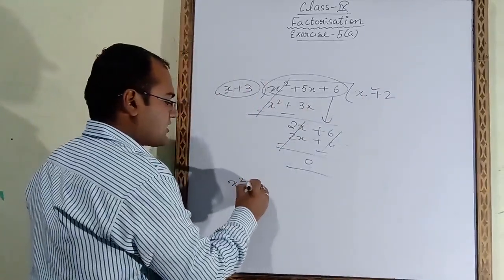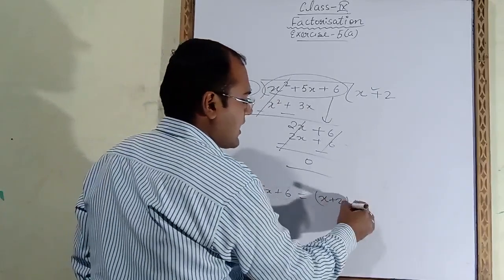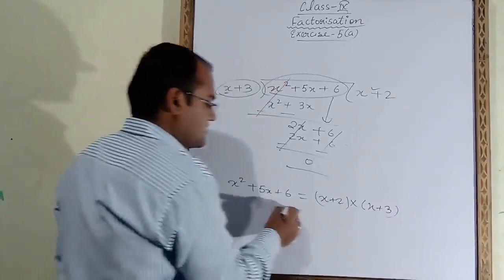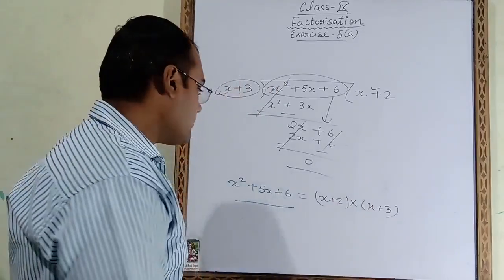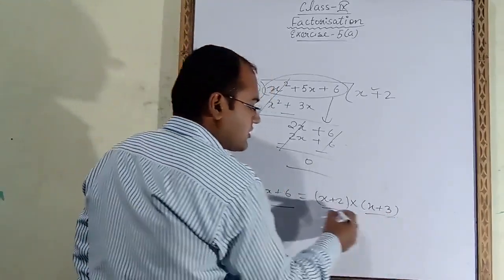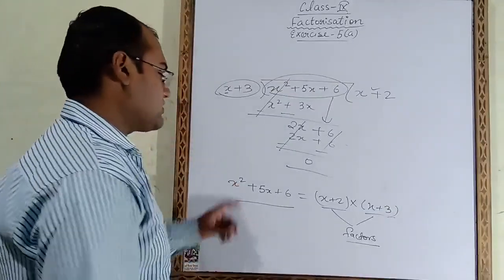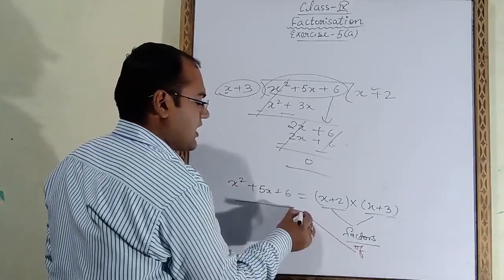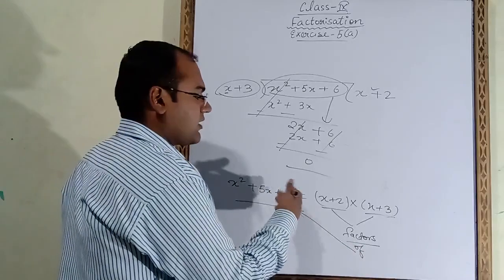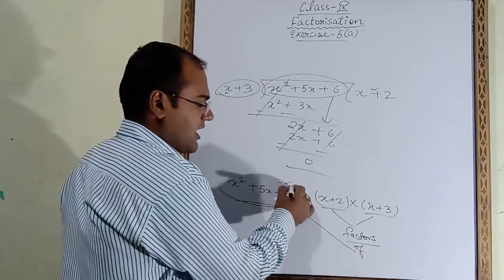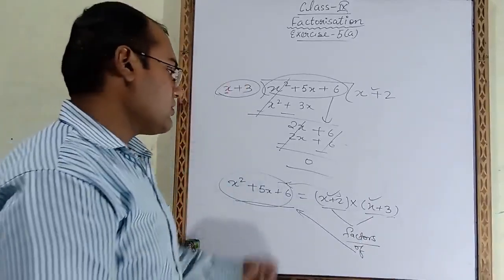That means x square plus 5x plus 6 is equal to x plus 2 multiplied by x plus 3. This algebraic expression is the product of x plus 2 and x plus 3. So these two terms are called factors of this given algebraic expression. And this method of writing the algebraic expression as a product is called factorization.